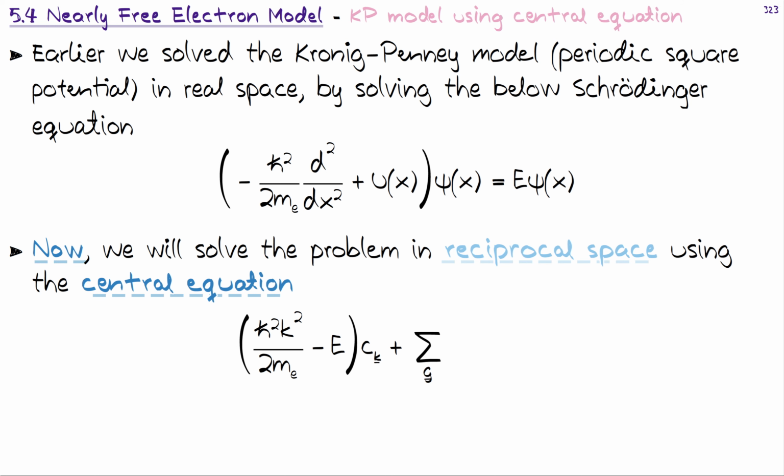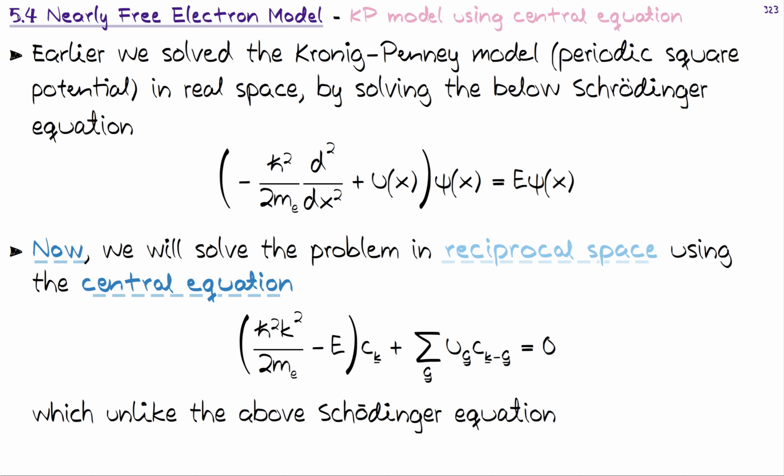Then we also have the potential term, where we are summing over the reciprocal lattice vectors G. And then we have the associated Fourier coefficients of our lattice periodic potential function U, and these are the Fourier coefficients of the potential function. And then we have the Fourier coefficients associated with the wave function, the c_k's. And this was equal to 0, and this was known as the central equation.